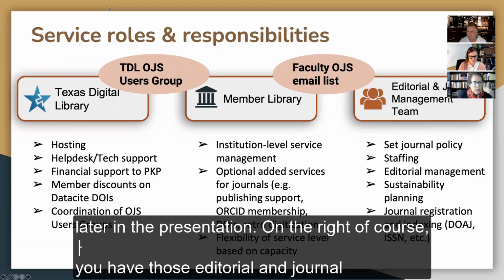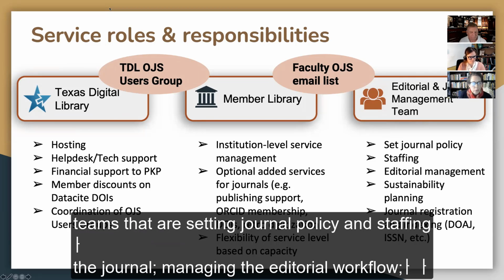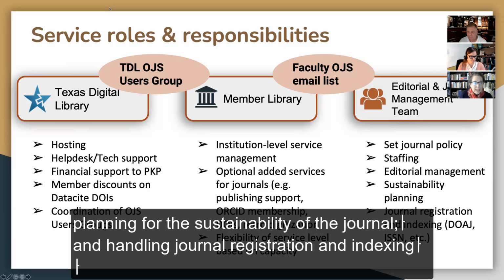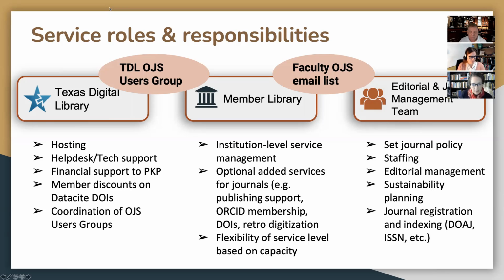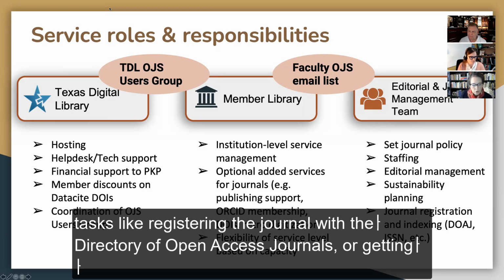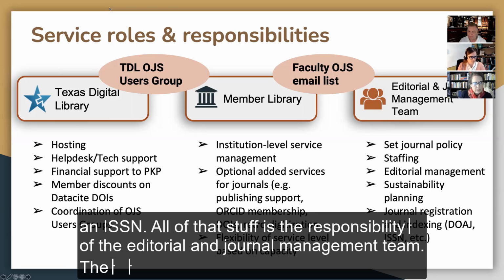On the right, of course, you have those editorial and journal management teams that are setting journal policy and staffing the journal, managing the editorial workflow, planning for the sustainability of the journal, and handling journal registration and indexing tasks like registering the journal with the Directory of Open Access Journals or getting an ISSN. All of that stuff is the responsibility of the editorial and journal management team.